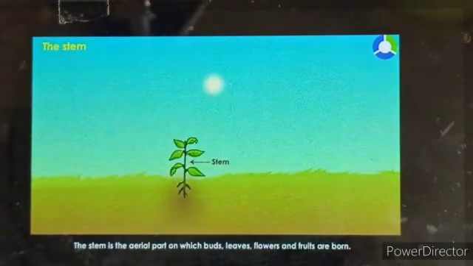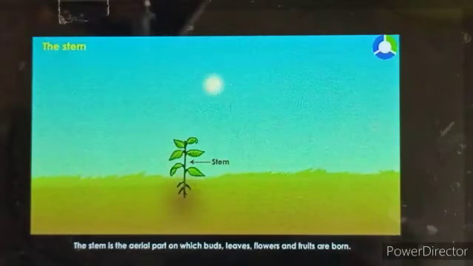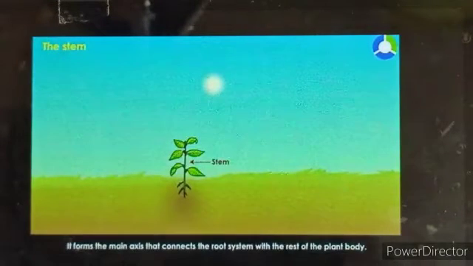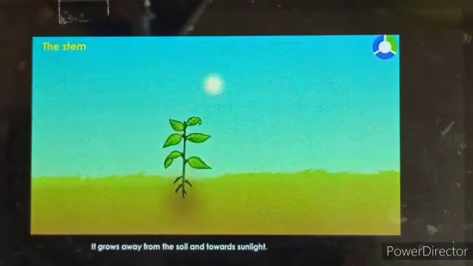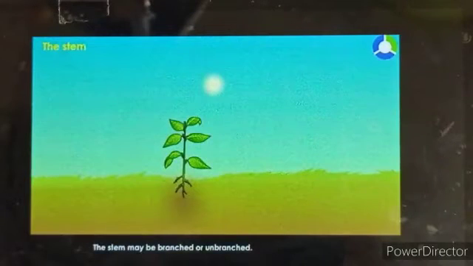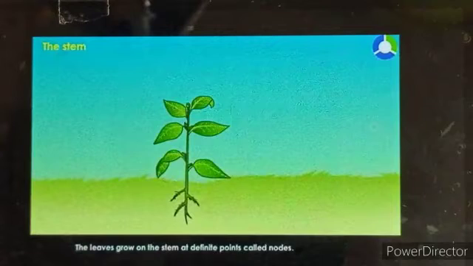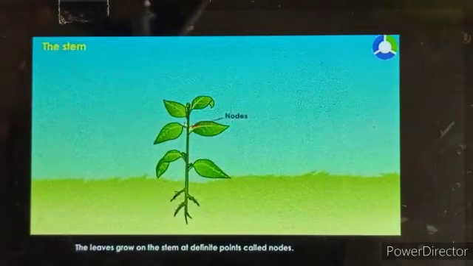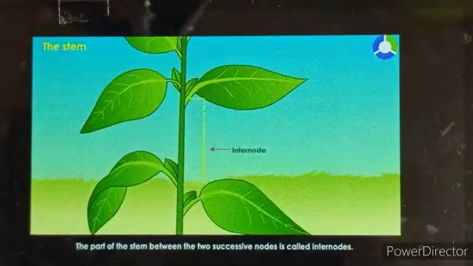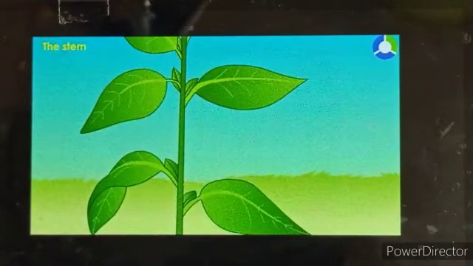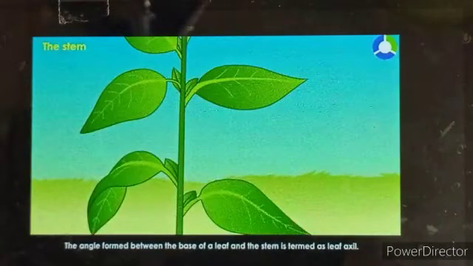The stem is the aerial part on which buds, leaves, flowers and fruits are borne. It forms the main axis that connects the root system with the rest of the plant body. It grows away from the soil and towards sunlight. The stem may be branched or unbranched. The leaves grow on the stem at definite points called nodes. The part of the stem between the two successive nodes is called internodes. The angle formed between the base of a leaf and the stem is termed as leaf axil.